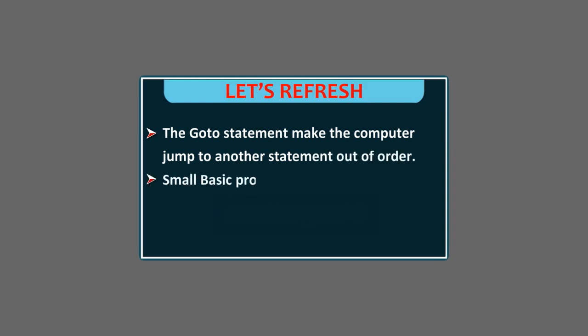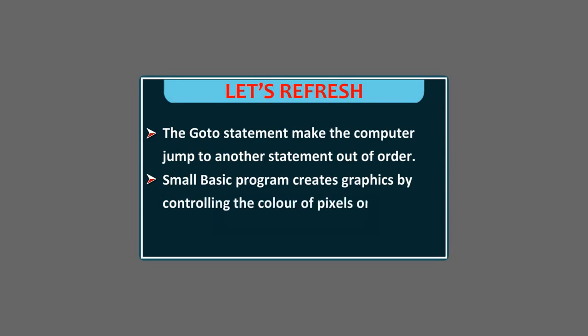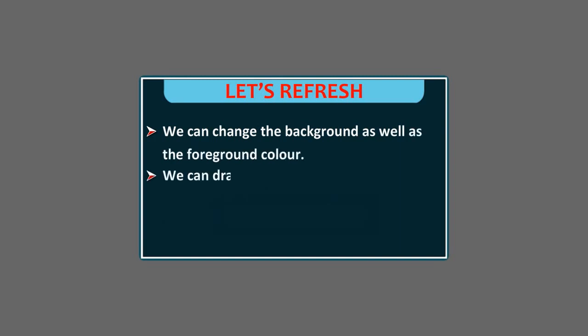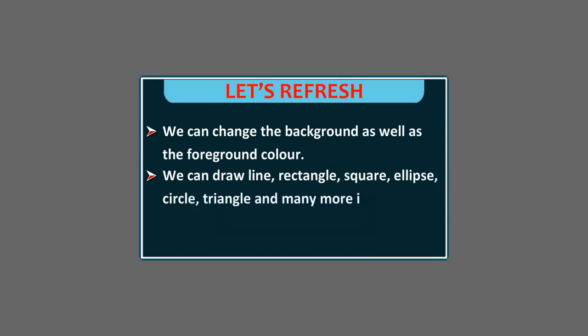Small Basic program creates graphics by controlling the color of pixels on the screen. We can change the background as well as the foreground color. We can draw line, rectangle, square, ellipse, circle, triangle, and many more shapes in Small Basic.